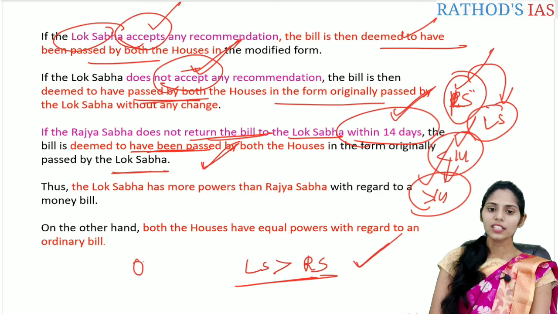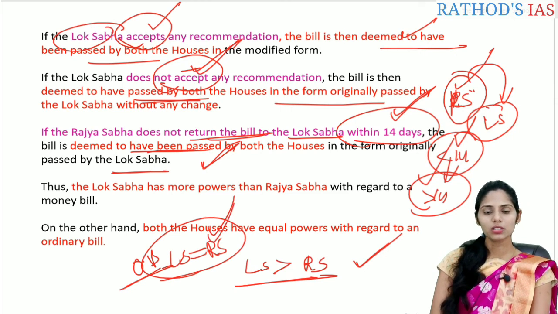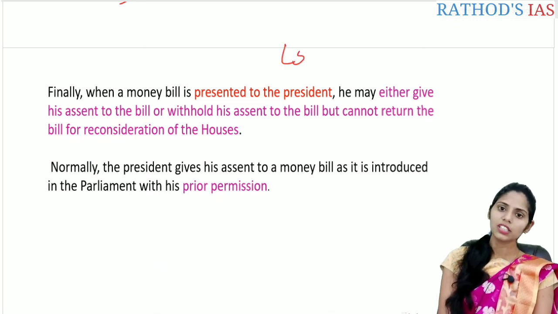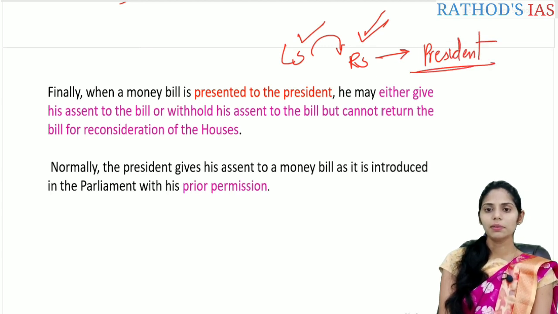If you see regarding the ordinary bill, Lok Sabha has equal powers with the Rajya Sabha. Okay, we already discussed the differences between the ordinary bill and the money bill. And after the bill is passed in the Rajya Sabha as well, that means the first house passed it, transmitted the bill to the second house, and the second house also passed it, then the final step here is the president's assent. So the bill will be presented before the president mainly for the assent.